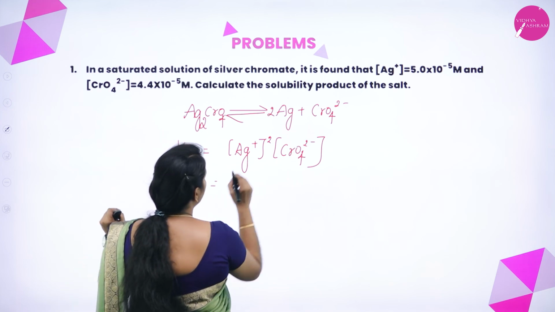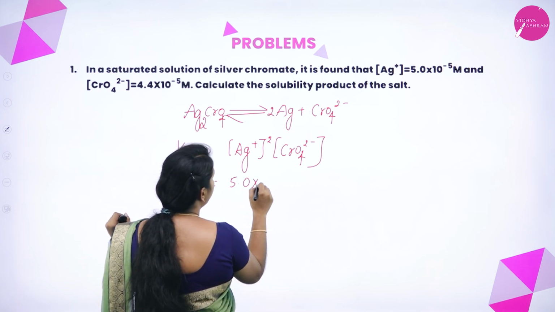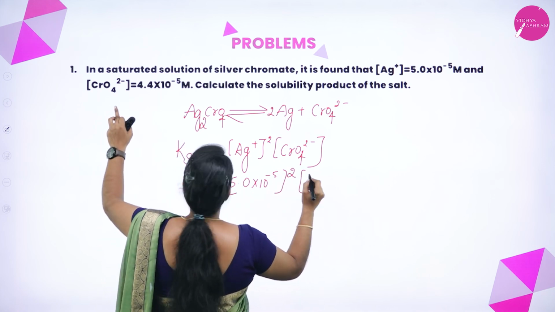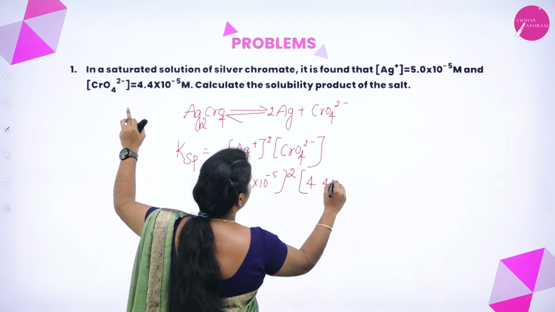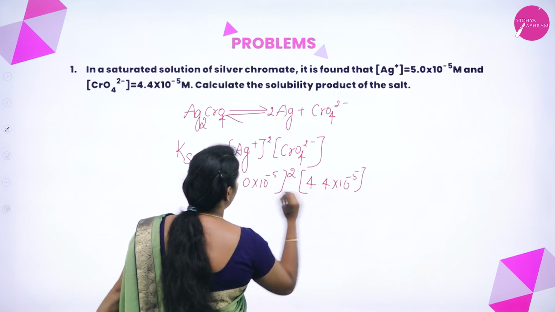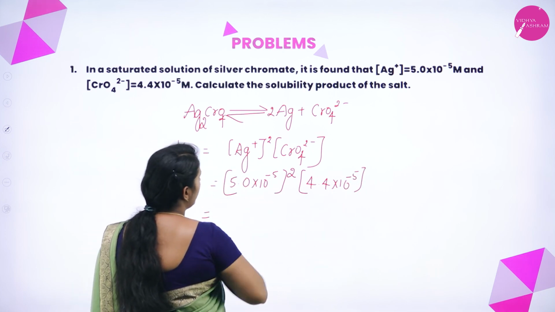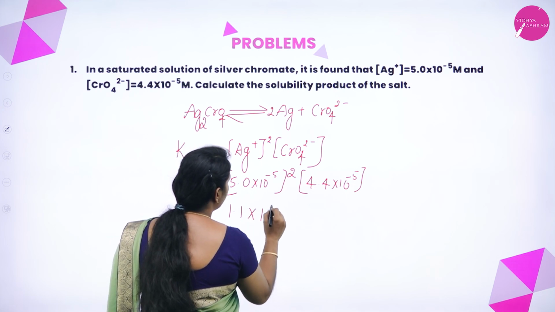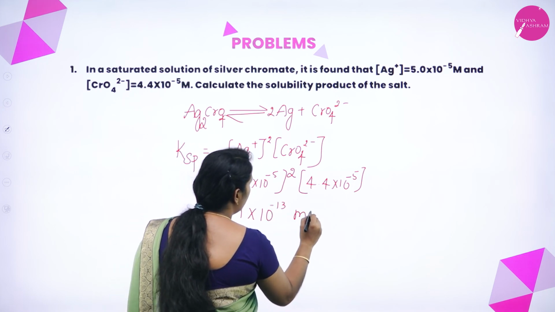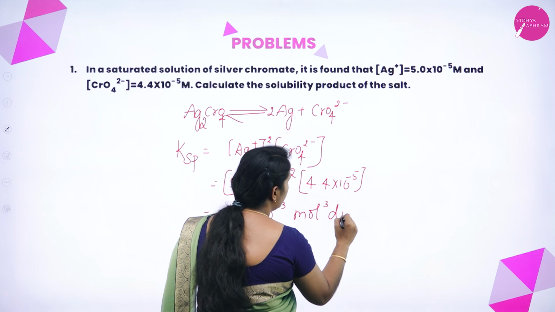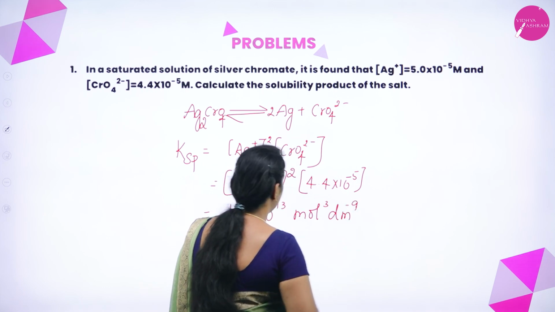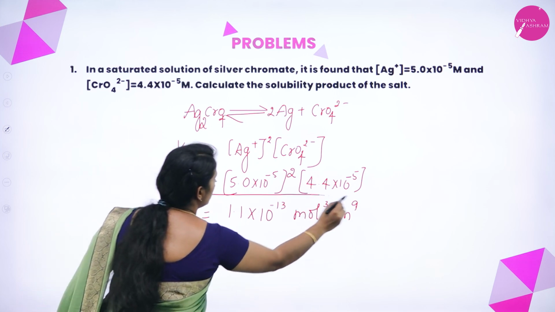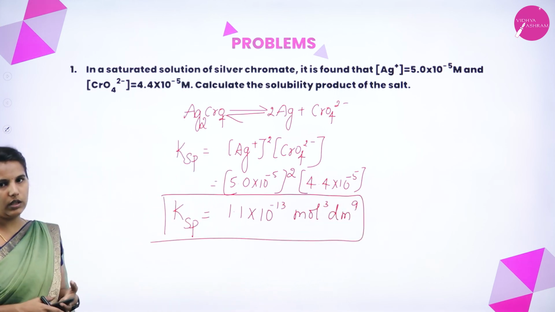So what is the concentration of Ag they have given? 5.0 into 10 to the power of minus 5 whole square into, for the chromate, 4.4 into 10 to the power of minus 5. Now if you square the first number and multiply with this number, you will get 1.1 into 10 to the power of minus 13 mole cube dm to the power of minus 9. This is the Ksp value, that is the solubility product of the above equation.